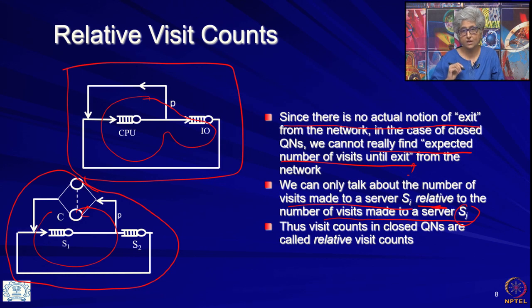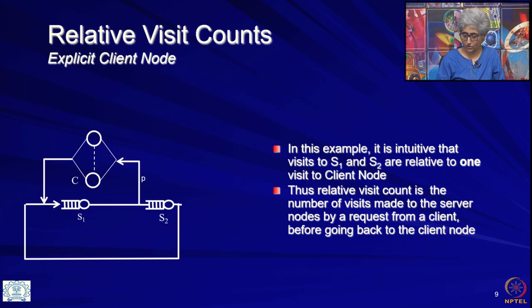In some queuing networks, that is going to be very obvious. For example, for queuing networks with an explicit client node, it is going to be very intuitive. This is the one with the explicit client node, and this is the CPU IO kind of situation. So, let us take the explicit client node first. In this example, it is kind of intuitive; the relative visit counts seems like an unnecessary word actually. It is intuitive that this is the entry and this is the exit.